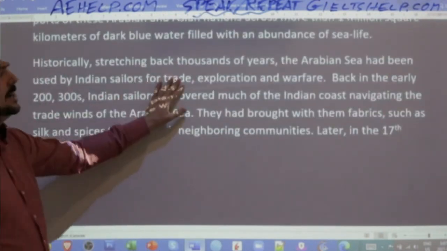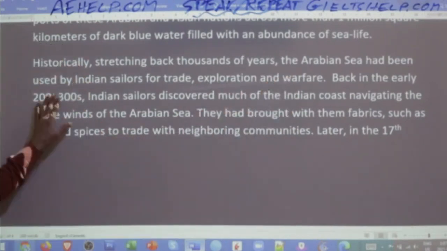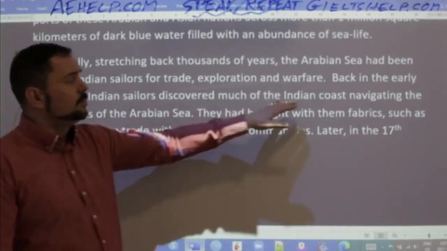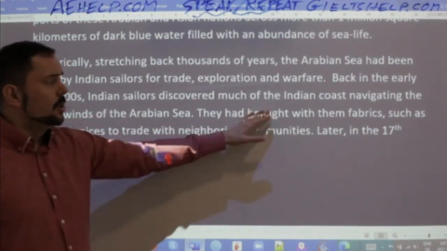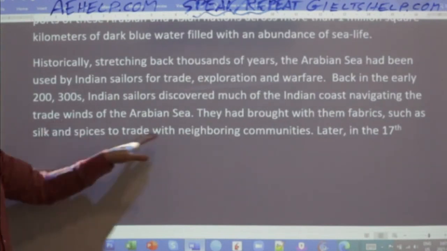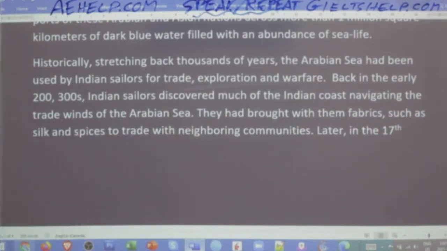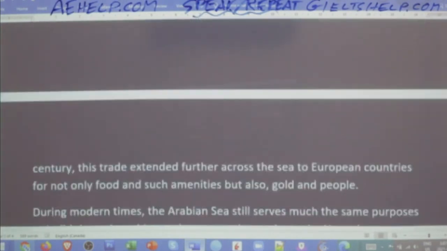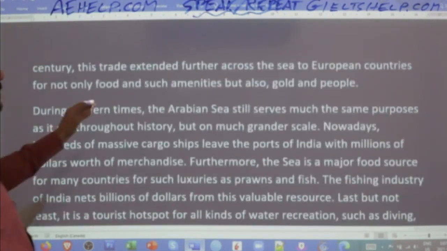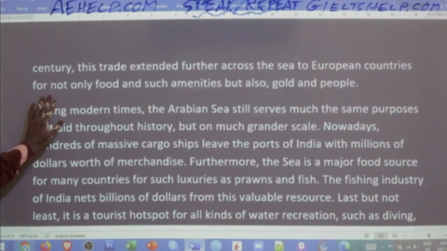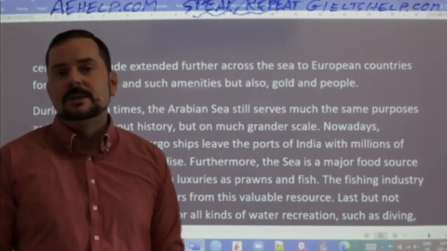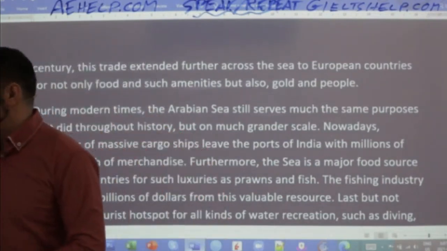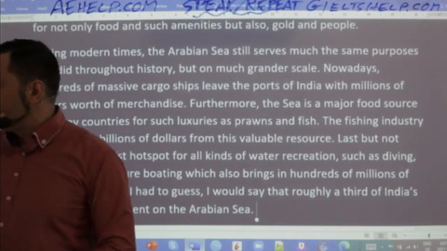Historically, stretching back thousands of years, the Arabian Sea had been used by Indian sailors for trade, exploration, and even warfare. Back in the early 2300s, Indian sailors discovered much of the Indian coast, navigating the trade winds of the Arabian Sea. They had brought with them fabrics such as silk and spices to trade with neighboring communities. Later, in the 17th century, this trade extended further across the sea to European countries for not only food and such amenities, but gold and people as well. The British Indian Trading Company was using the sea frequently during this time and for centuries to come.